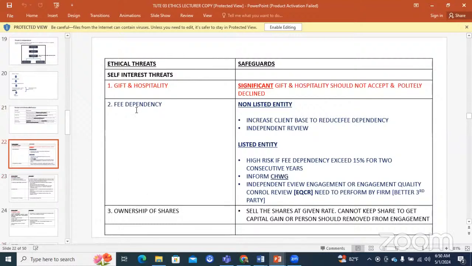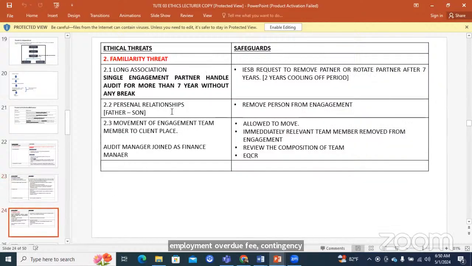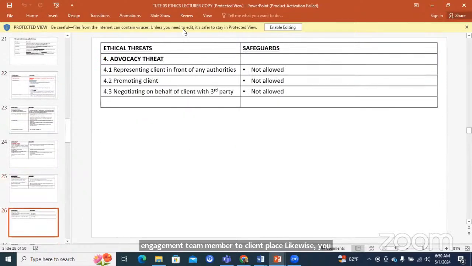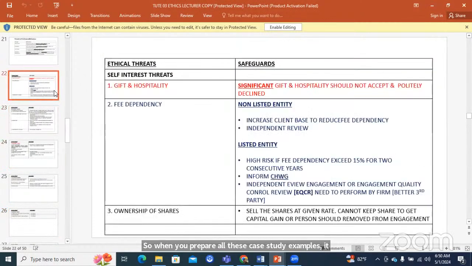See, gift and hospitality, fee dependency, ownership. What is the safeguard? All these are self-interest. Commercial relationship, potential employment, overdue fee, contingency fee, long association, personal relationship, movement of an engagement team member to the client place. Likewise, you need to prepare all these case study examples. When you prepare all these case study examples, it is very comfortable to do the question.